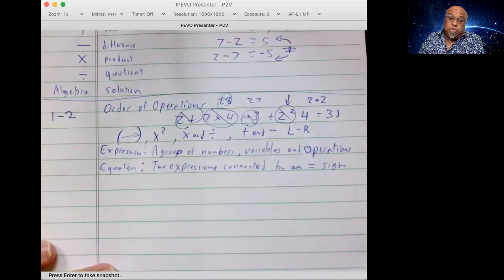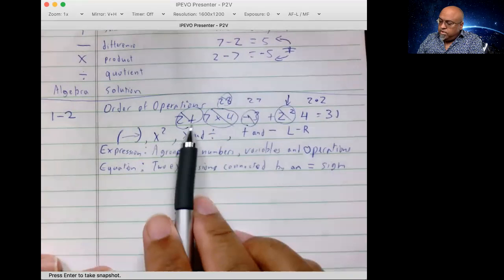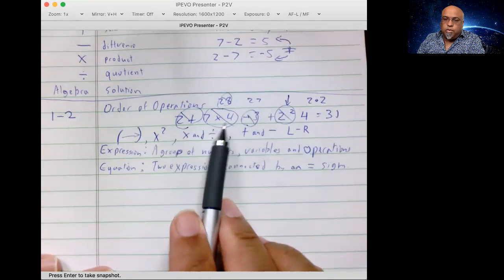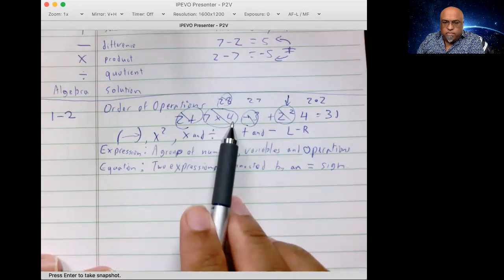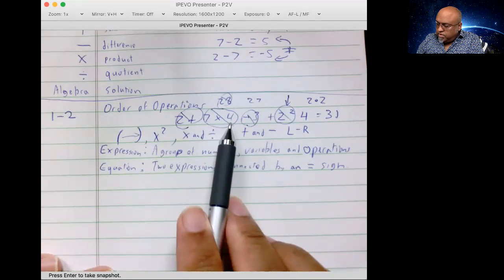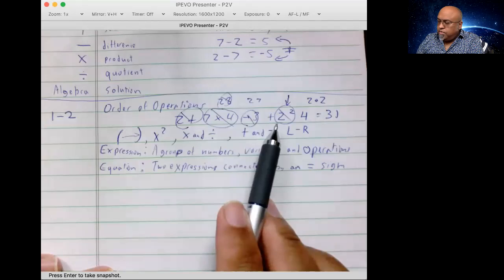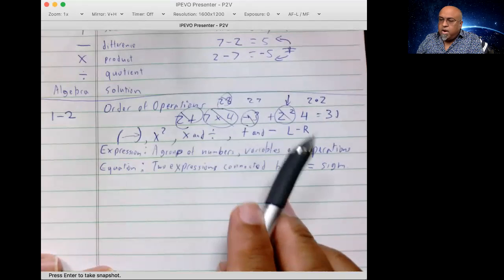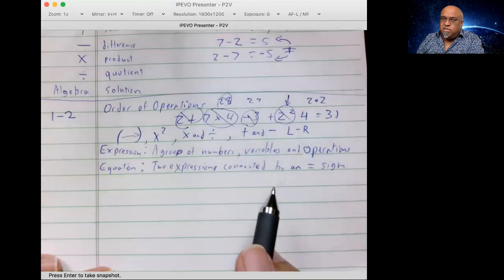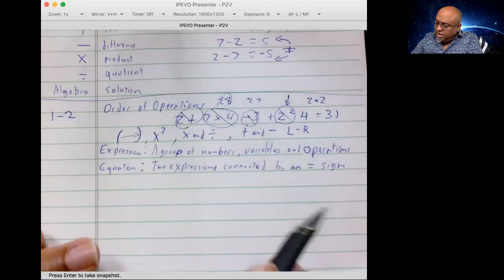Now, if we were to do it out of order of operations, would we get 31? Let's go over it. 2 plus 7 is 9. 9 times 4 is 36. 36 minus 3 is 33. Plus 2 is 35. And 35 to the power of 2 is, I don't know, probably like a lower 1,000. I'm not exactly sure. I can figure it out.